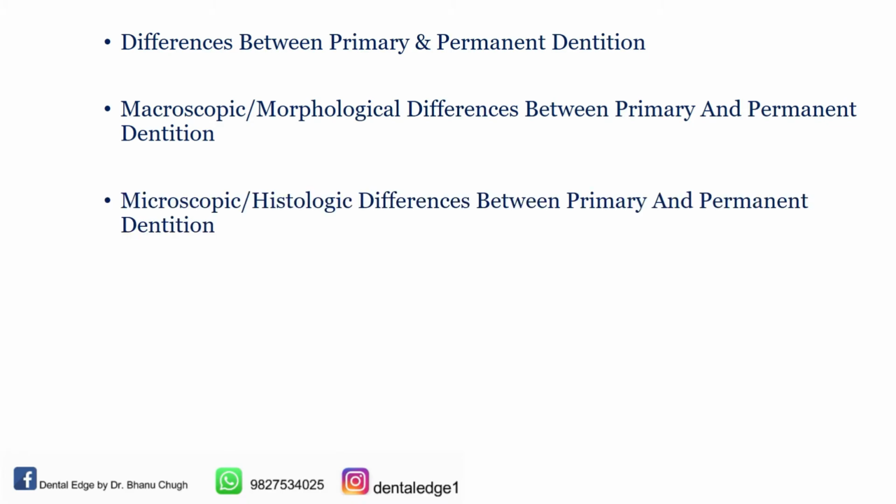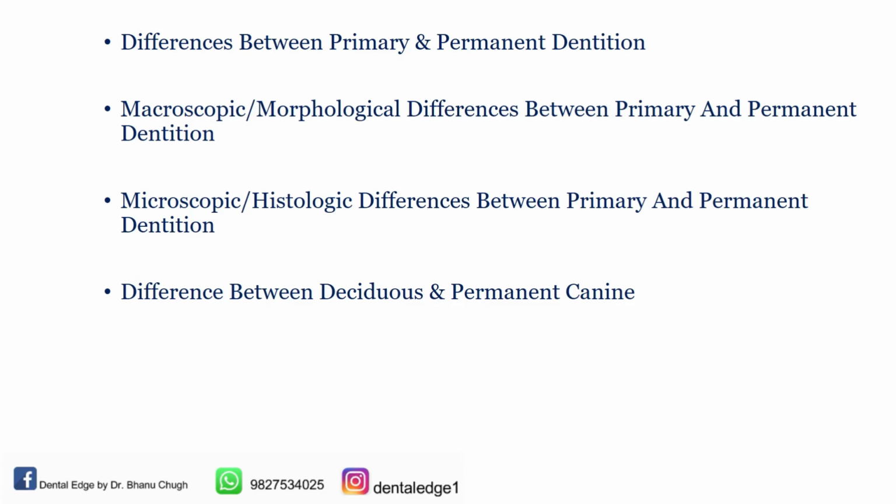Then sometimes you can be asked to write particularly about the microscopic or histologic differences between primary and permanent dentition. That is, when you see a permanent or a primary tooth under a microscope, what are the different features you will see, the differences between them. Then you can be asked to differentiate between deciduous and permanent canine.